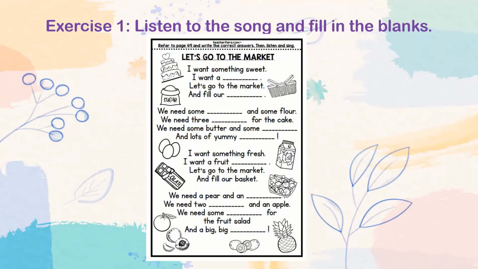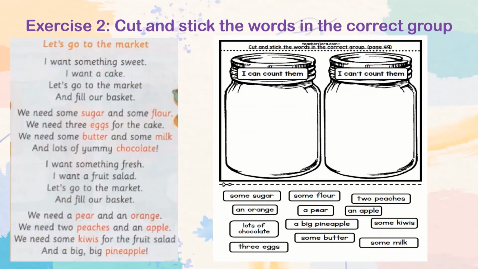Exercise 1. Listen to the song and fill in the blanks. Okay, so you can listen to the audio and you can fill in the blanks. Exercise 2. Cut and stick the words in the correct group. Okay, let's look at the words in red.